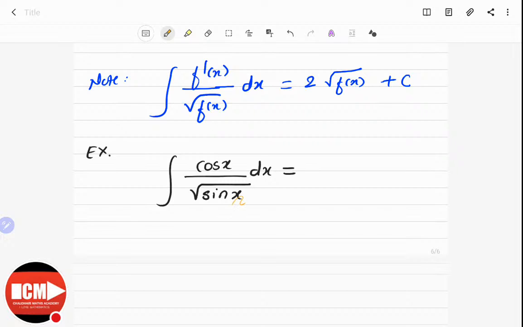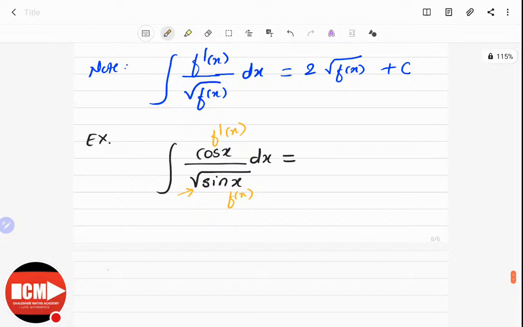If you observe here, sin x is a function, and the derivative of sin x is cos x, which is present in the numerator, along with the square root. So in examination, don't forget to mention the function and its derivative. The function in this case is sin x, and you know that symbolically f dash of x is cos x. So you are free to apply this particular corollary.